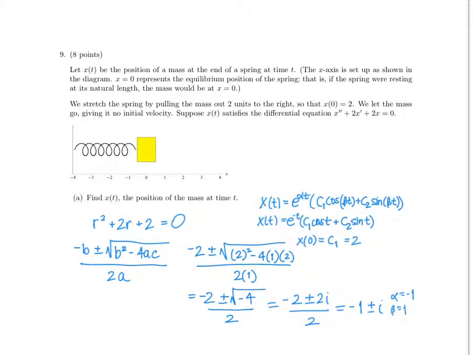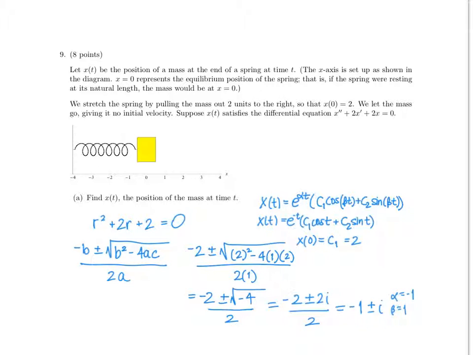Note that plugging in 0 for t is going to make sine t go to 0, so this whole term goes away. Plugging in 0 for t will make this term 1. Plugging in 0 for t will make this term 1. So all we have left is c1 all by itself. And knowing that this has to be equal to 2 means that c1 itself is going to be equal to 2. Well, that's a relief.